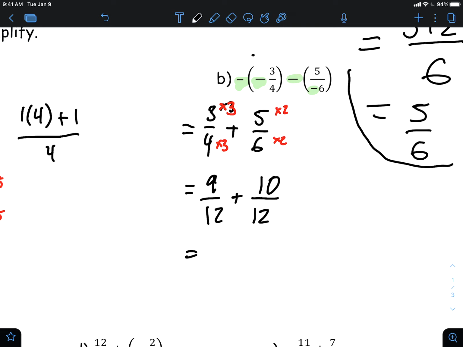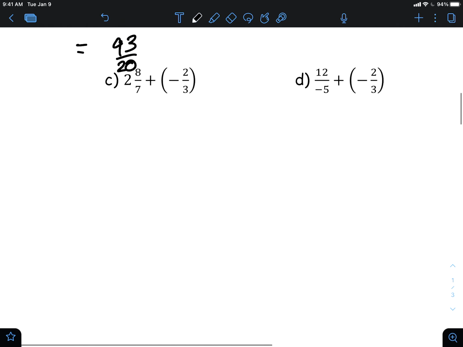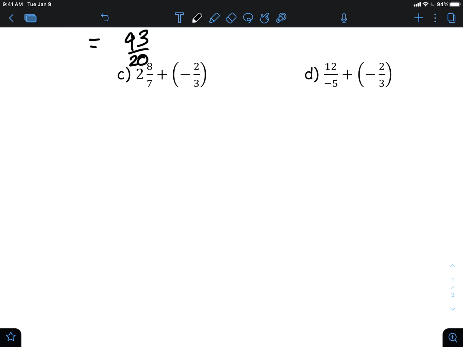And then what is 9 plus 10? Should be one you can do in your head. Yep. 19. Yeah, exactly. So we're left with 19 over 12. And then 19, I believe, is a prime number. So it doesn't have any factors other than 1 and itself. And if you ever end up with a prime number as the numerator, then you're probably done reducing. So 19 over 12 is where we'll keep that one. Okay, then we'll do one more of these.